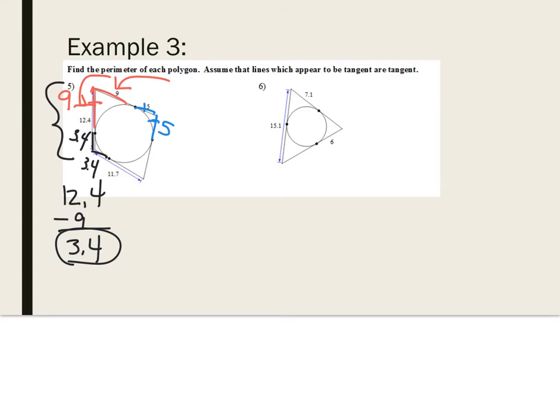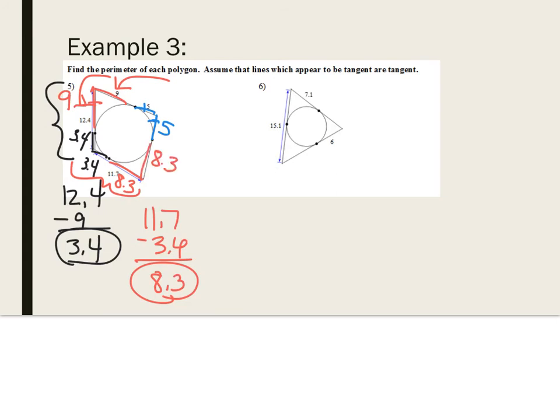Then you can do some subtraction again on this whole side. 11.7 minus 3.4. Take 8.3, put it right there. That's the rest of that 11.7 segment. And then ice cream cone your way around. If there's an 8.3 on this side, then this is an 8.3.